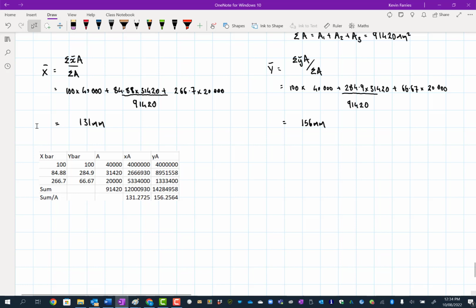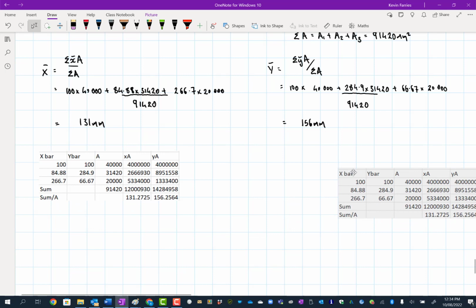So added all those up. What you'll have seen, I just chucked that into Excel. It's an awful lot quicker to do it in Excel than it is to do it by hand. But I've just done those calculations for each of these. So I've got a column for x bar, y bar, and A. Then I've multiplied x bar times A, and y bar times A, added all those up, added the areas up as well, and divided this by that to get each of those, which is just doing the calcs for this section here. Okay, so that was all I was doing there.